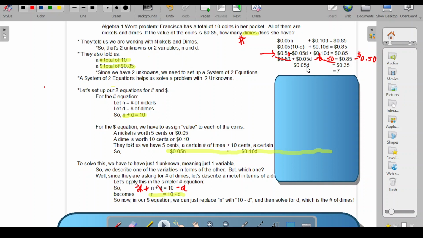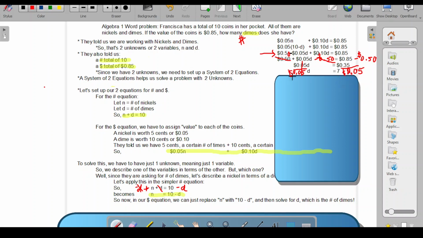So 0.05d divided by 0.05 is just 1, because anything over itself is 1. So this is just 1 times d, which is just d. And remember, we have to divide this side by 0.05. So if I divided this side by 0.05, well, 35 cents divided by 5 cents is just 7. And it's a number. It's not a dollar amount.